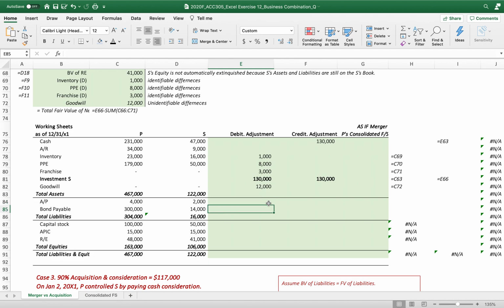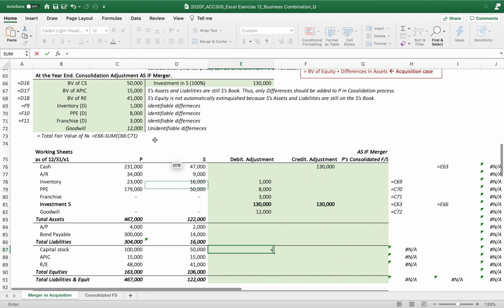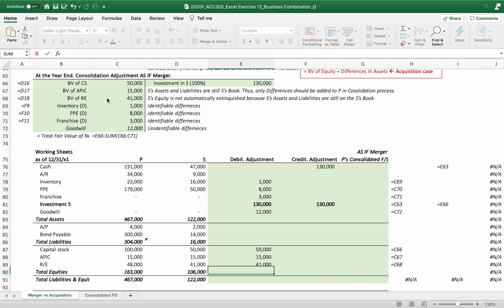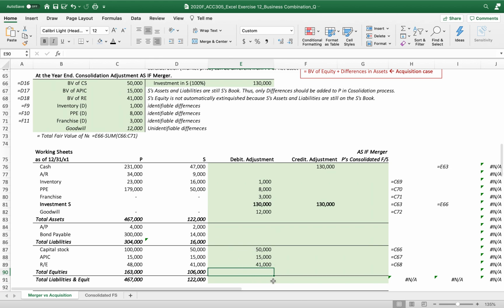Here, there's no adjustment on the liability, and we have to now remove this book value of equity. Why? Again, why do we have to remove manually? It's not automatically removed because it's not a merger case. This is the consolidation process. That's why we have to manually remove this equity. But anyway, we will manually combine this total asset and total liability, not in this adjustment, but manually.